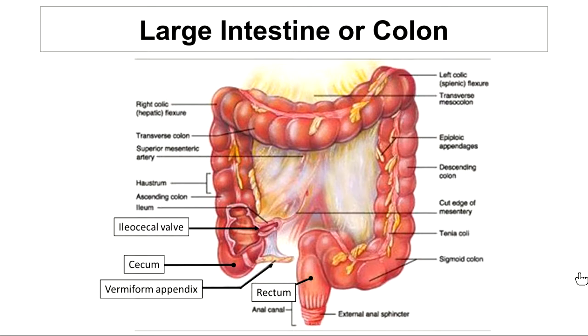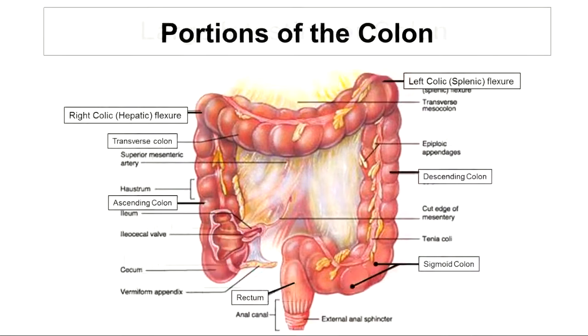So let's look at some things I have labeled here. There's your ascending colon, your right colic flexure. Here's your transverse colon. I got it boxed right there. It's transverse colon, left colic flexure, descending colon, sigmoid colon, then the rectum.